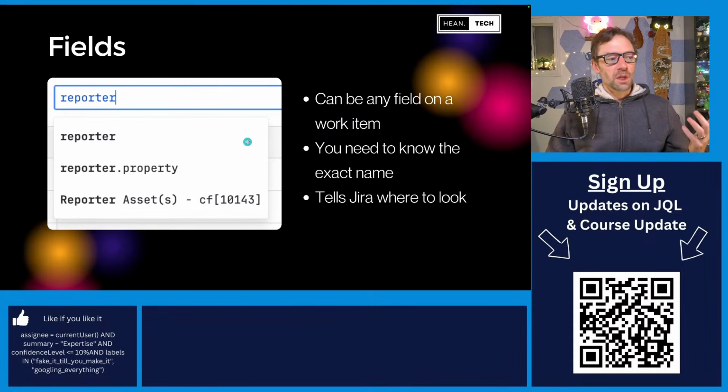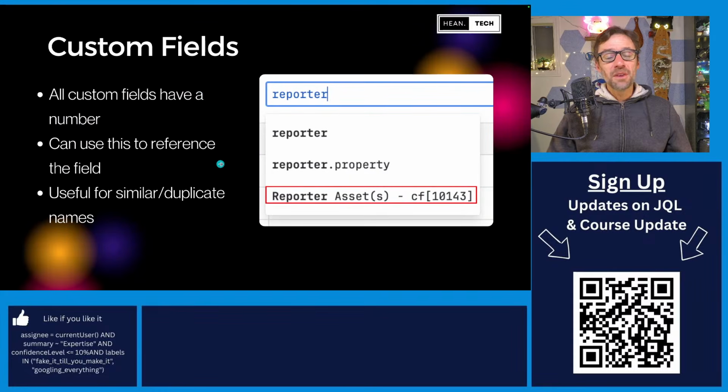Now this tells Jira where to look. So it's saying go into the reporter field. Now custom fields do exist, and this is where our lives can become a lot more interesting. You'll know it's a custom field if it has CF and some number starting at 10,000. So reporter assets is a custom field. Reporter is not. Now, in some instances of Jira, you're going to have multiple fields that look like they have the same name, some of which will be custom, some of which will not be. Using the custom field, CF 10143, will always refer to the custom field.